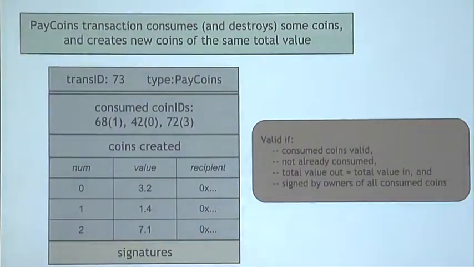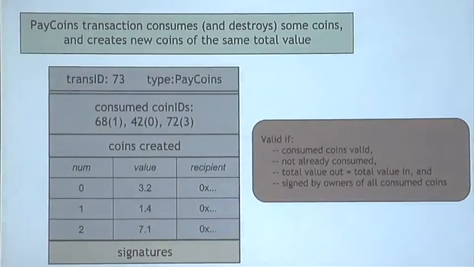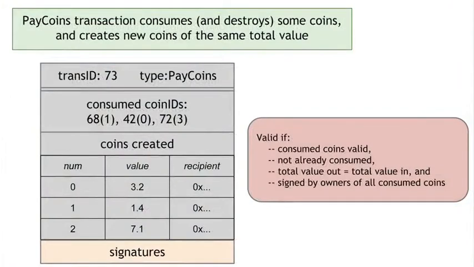The rules of Scrooge coins say that a pay coins transaction is valid if 4 things are true. First, if the consumed coins are valid, that is, they really were created in previous transactions. Second, that the consumed coins were not already consumed in some previous transaction. That is, that this is not a double spend. Third, that the total value of the coins that come out of this transaction is equal to the total value of the coins that went in. And finally, that the transaction is validly signed by the owners of all of the consumed coins. If all of those things are true, then this pay coins transaction is valid.